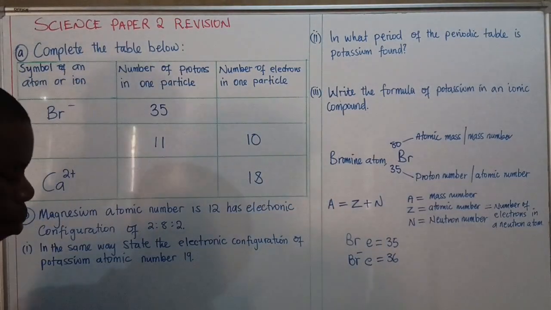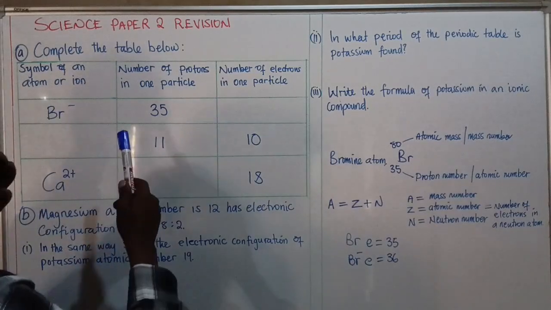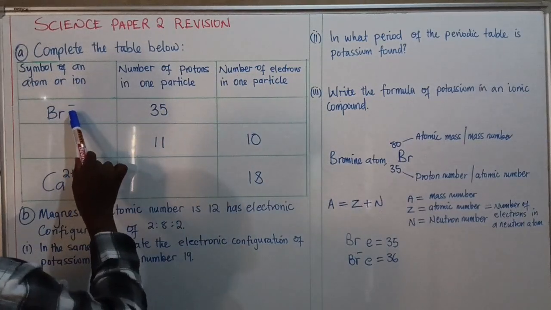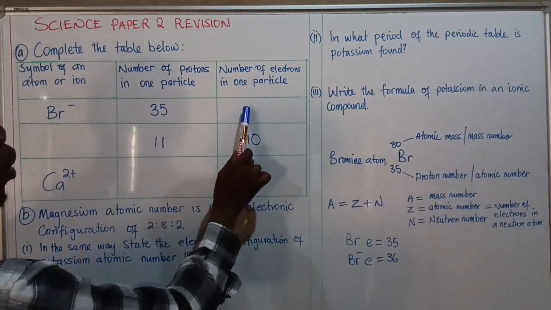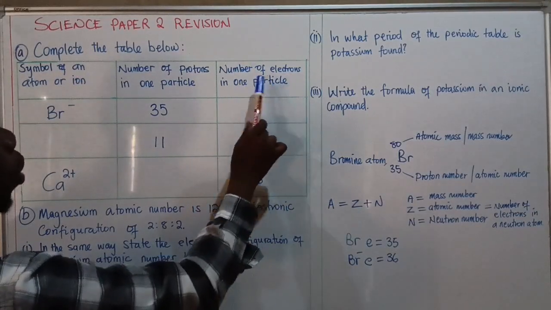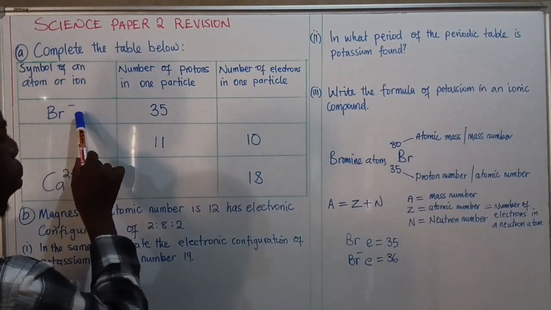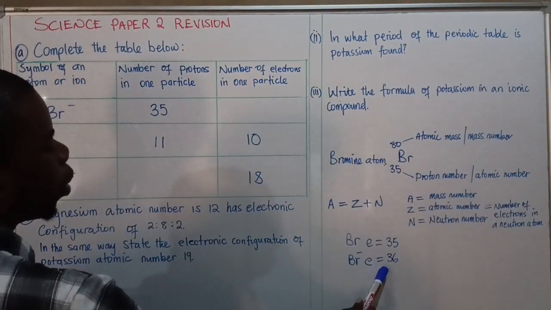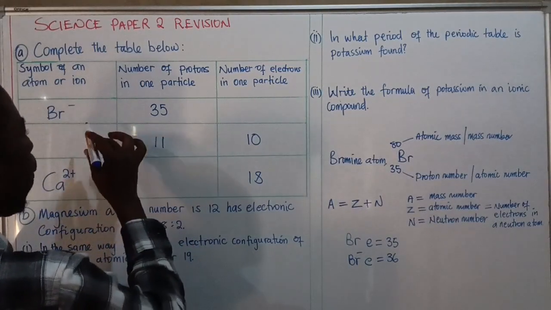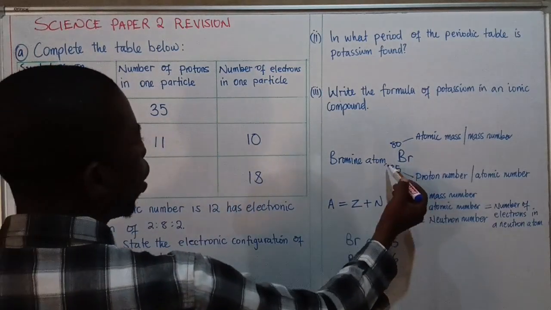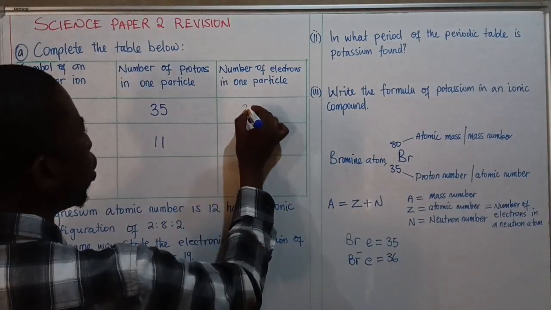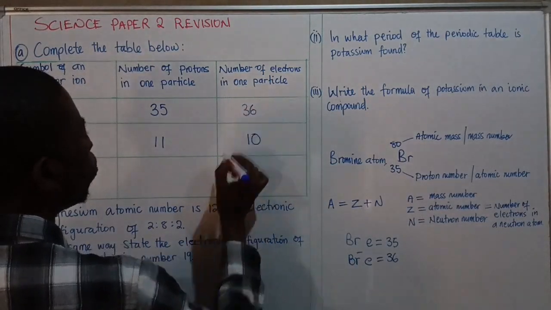So when you come to this question, we need to complete the table below. Something has been placed here and here, and here it is blank. They want us to fill in the number of electrons in 1 particle of bromine ion. This is the one we have found here, 36. What has helped us? It's this negative. It means that in a neutral atom we should have 35. Because there's a negative, we add one more. So here 36 is the answer.